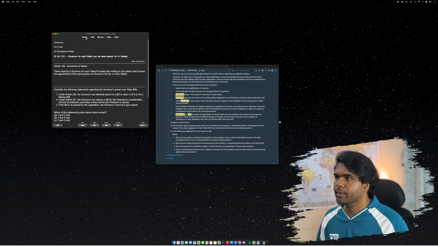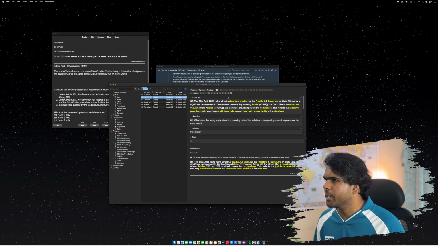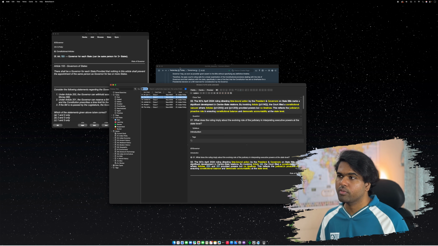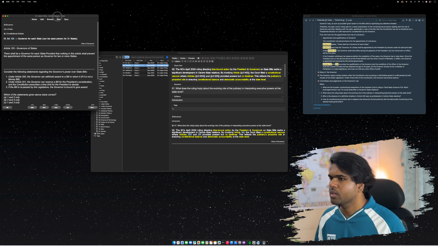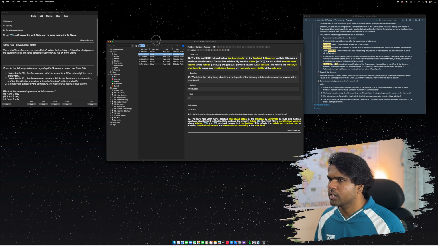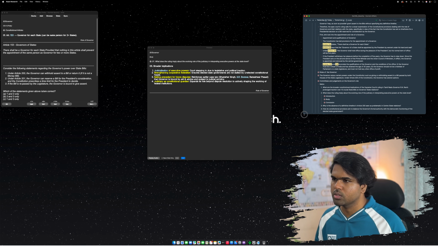And for mains, I have chosen this question: What does the ruling imply about the evolving role of the judiciary in interpreting executive powers at the state level? In the answer, I have included the 3 parts also, like introduction, body and conclusion.